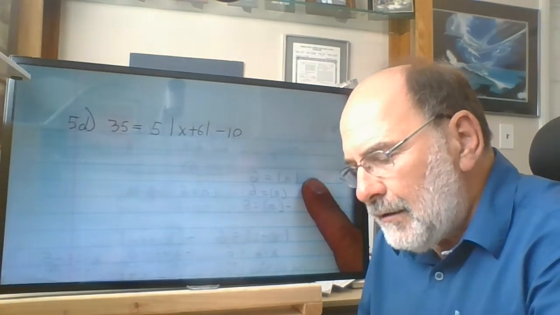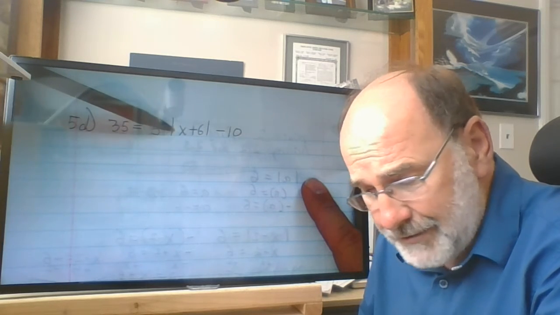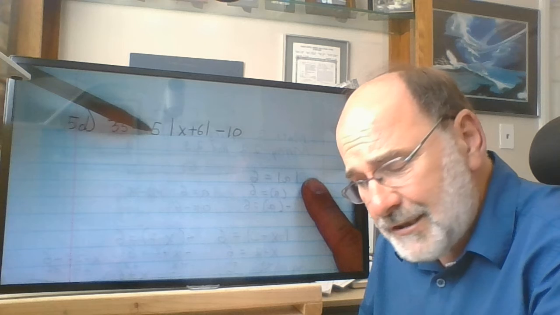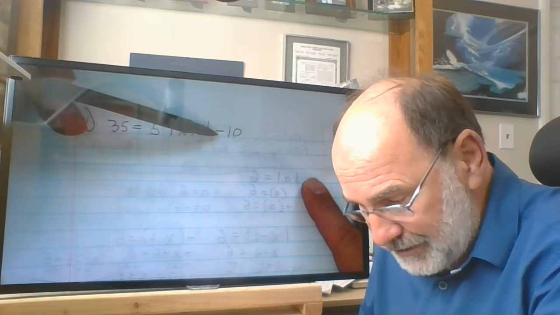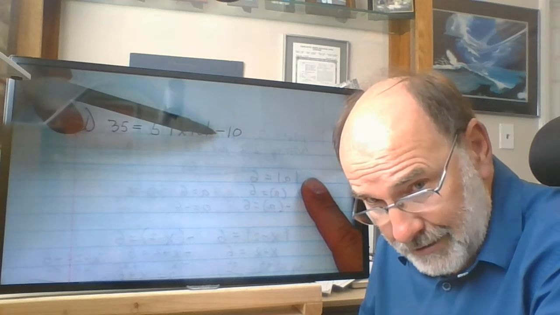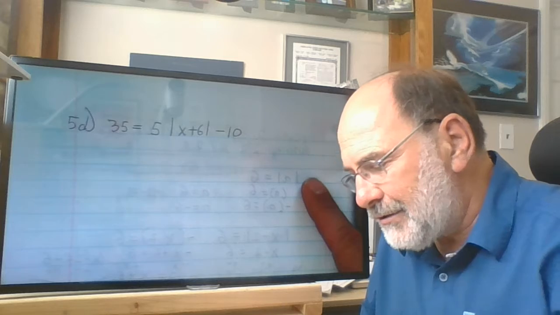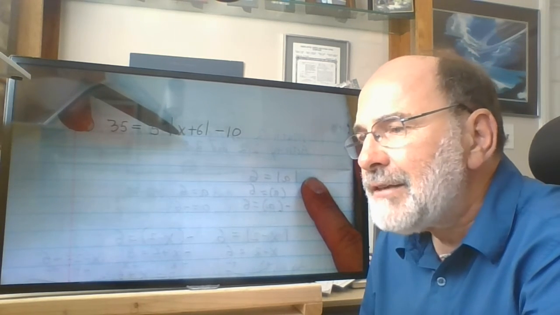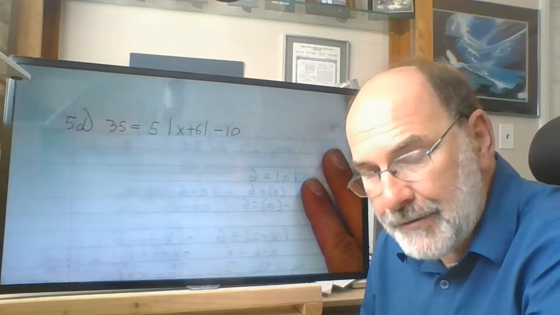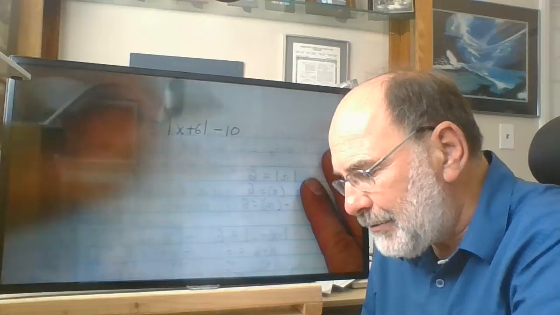Now, mathematically, I would say, look, this thing is shifted to the left 6 units, and then it's stretched by 5 units in the vertical direction, and then finally the whole vertex is translated down by 10 units along the y-axis. But let's get there in the slow way, right? So we want to solve each linear absolute value equation. I want to solve for x. My first choice would be to add 10 to both sides.